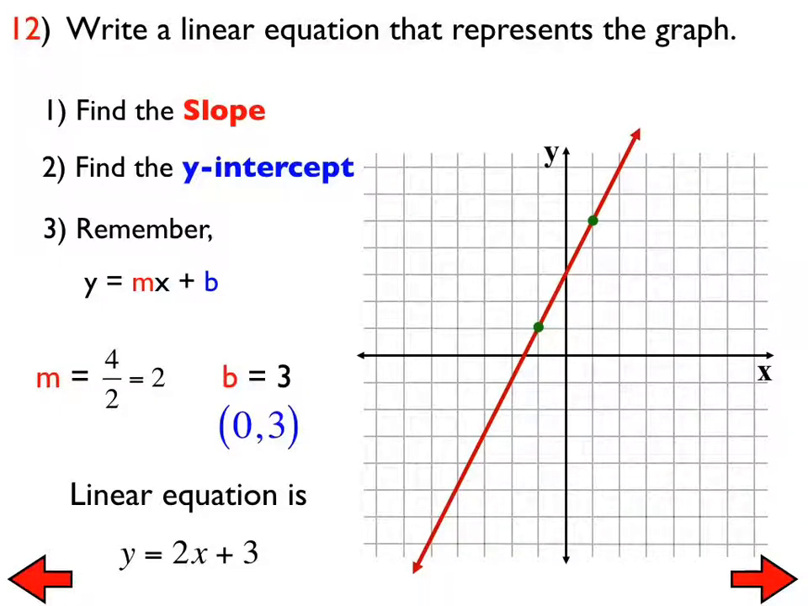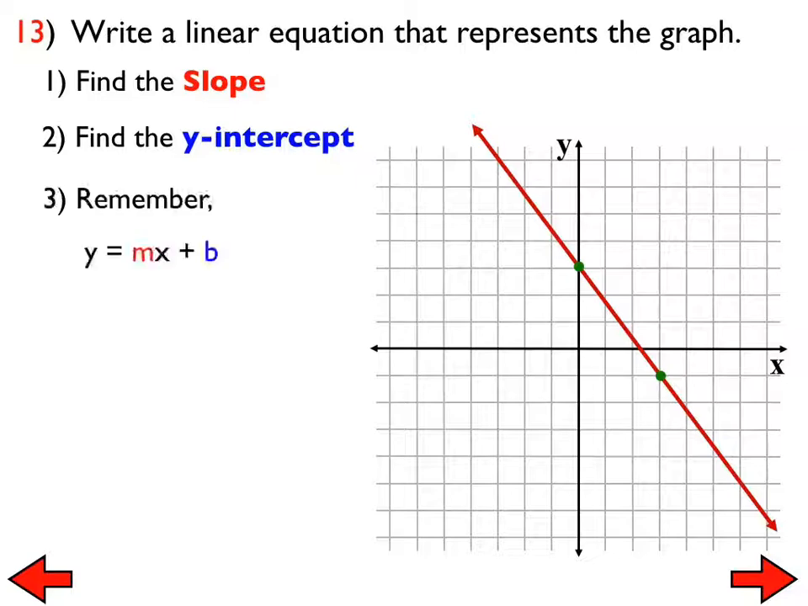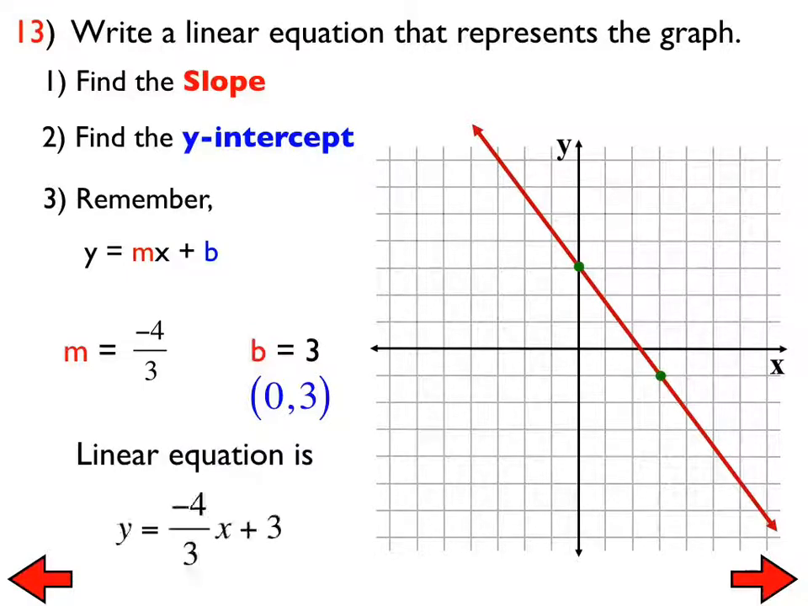All right, go ahead and turn the page. Go ahead and do 13 through 16. All right, number 13, I can see that the slope is negative 4/3, rise of positive 4, run of negative 3. That means the slope is negative 4/3. I can also see there's a y-intercept of 0, 3, so the b value is 3. Putting those 2 things together, I conclude the linear equation is y equals negative 4/3 x plus 3.